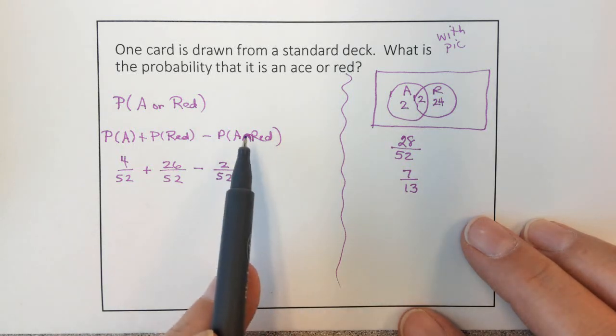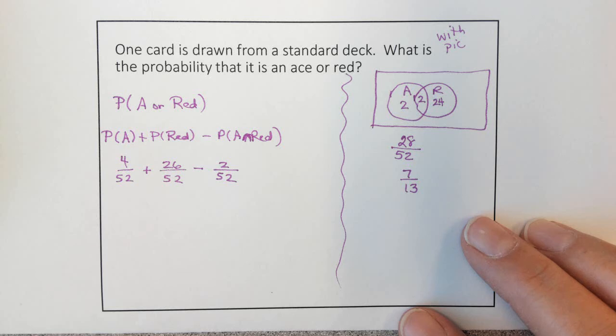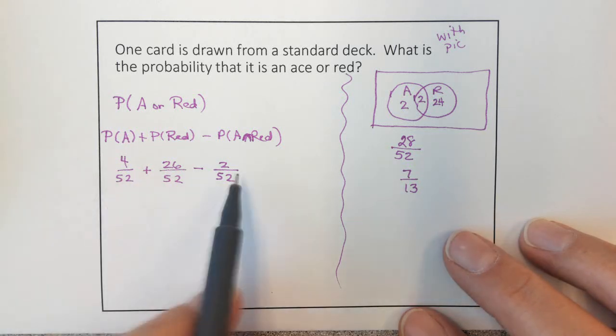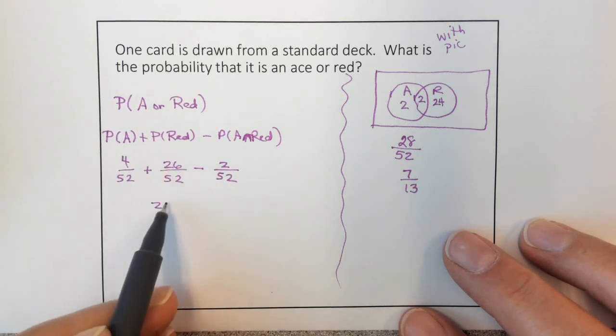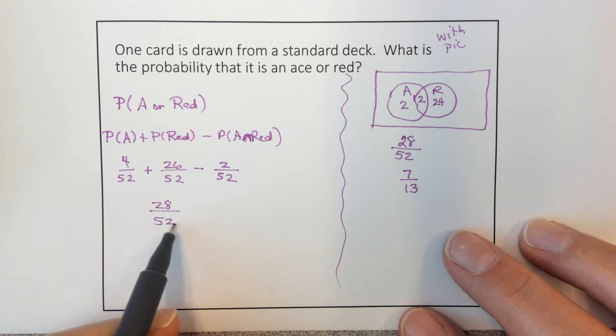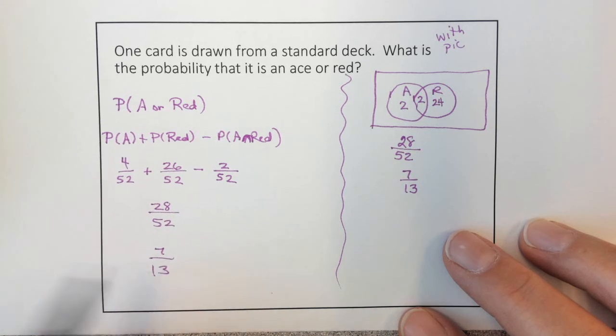This doesn't mean to multiply. This means the intersection. What's in the intersection? That's what we want, just one number. All right, when you add and subtract, 4 plus 26 is 30. 30 minus 2 is 28 out of 52, which is 7/13.